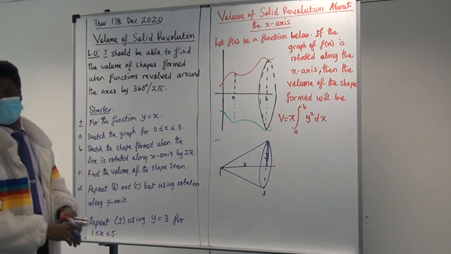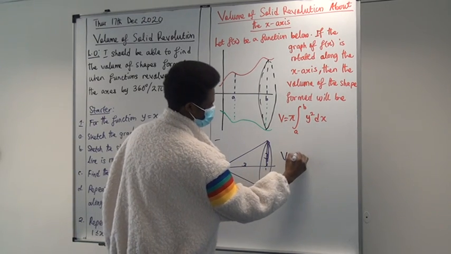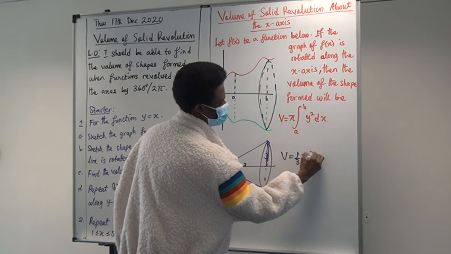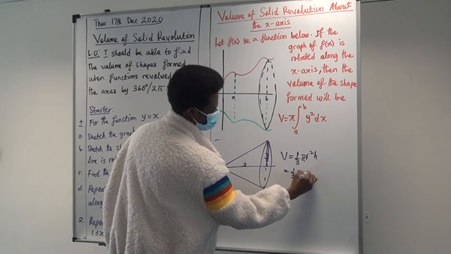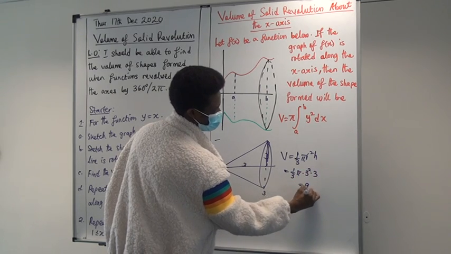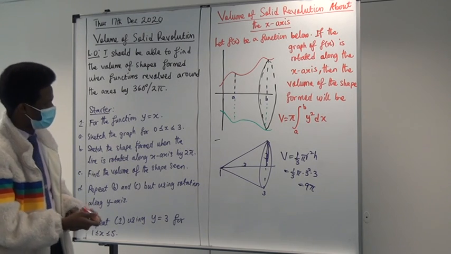We're just lucky we have that in this case. So the volume will be 1 over 3 pi r squared h, right? So which will be 1 over 3 pi 3 squared times 3. So that is just 9 pi. Is that what you got? So let's put it in the integral and see.